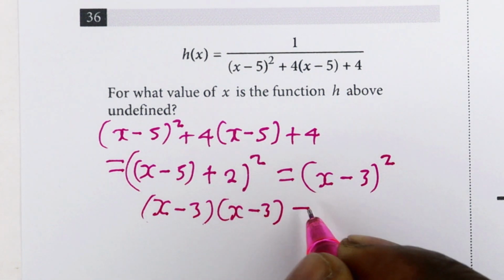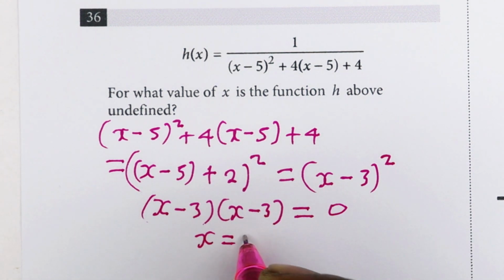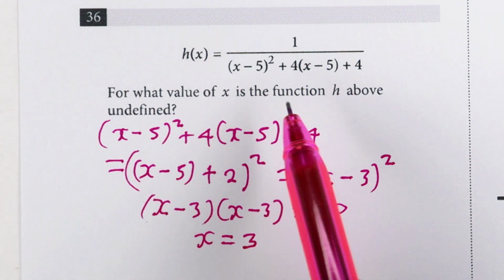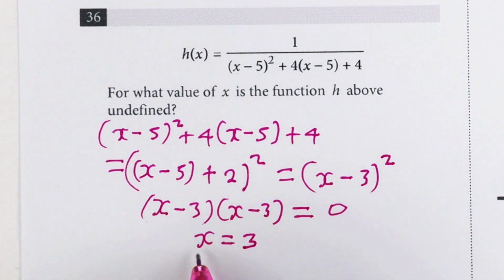So the only time when this is equal to 0 is when x is equal to 3. So it therefore means that the value of x that makes this function undefined is when x is 3.